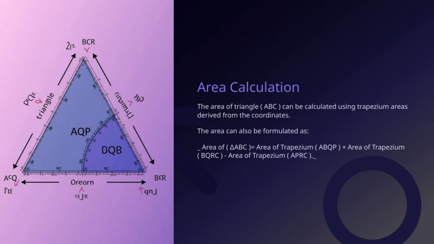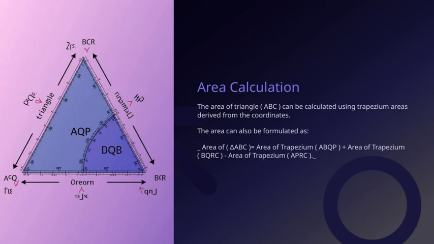It's important to understand that these trapeziums are constructed based on the coordinates of the points involved, which makes this method very useful in coordinate geometry. By calculating these trapezium areas, we can derive the area of the triangle without directly applying the traditional formula. Additionally, this method can be expressed more generally. The area of triangle ABC can be formulated using the areas of trapeziums derived from the coordinates.